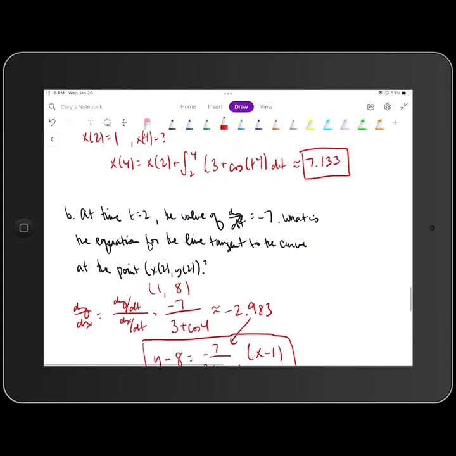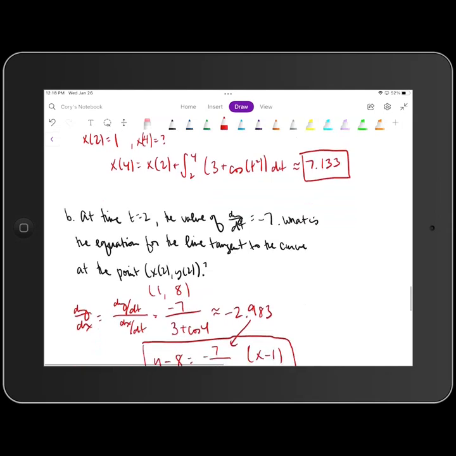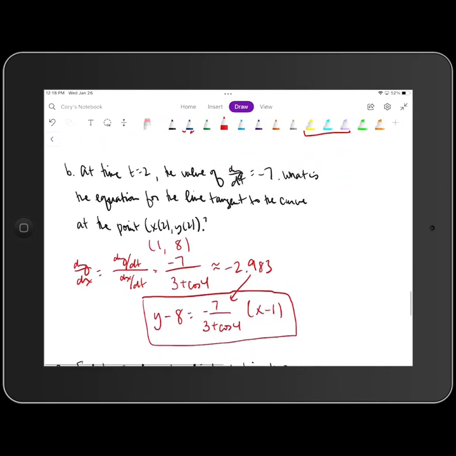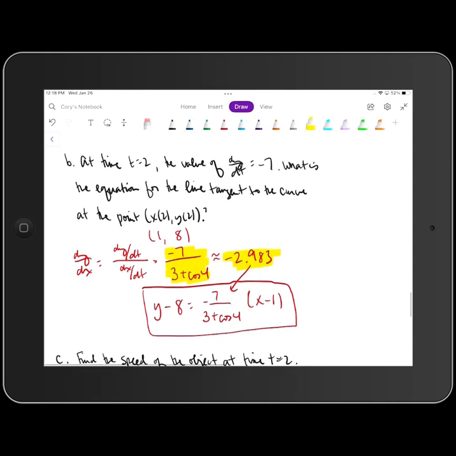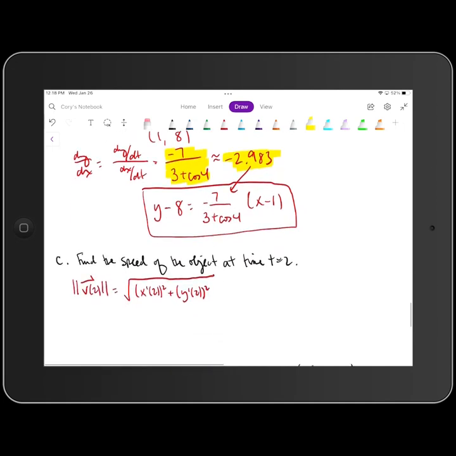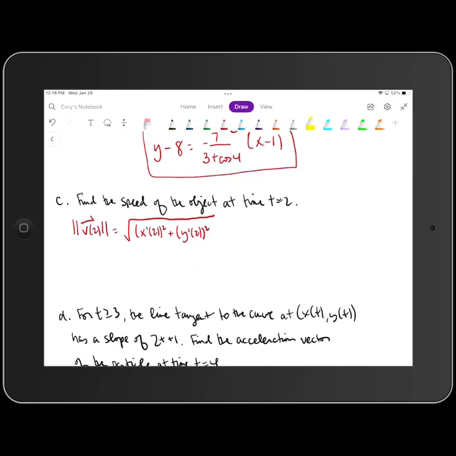So again, we already determined what x prime of 2 was. It was this value here. Or if you want to do the decimal approximation, that's fine. We know y prime of 2, based on what we had in the previous part, was negative 7. So when you plug those two values into that formula for magnitude, I got that to be approximately 7.383.